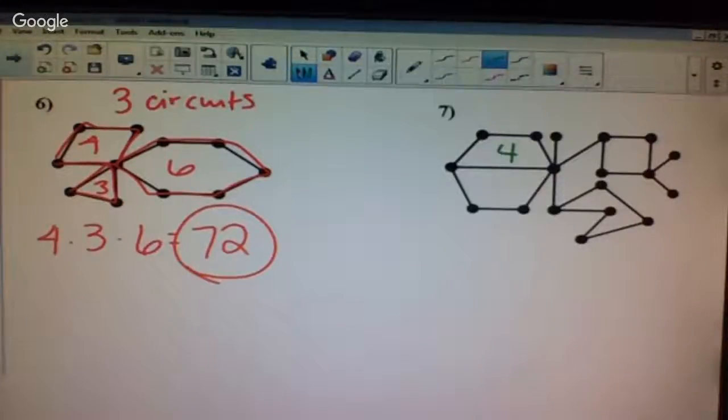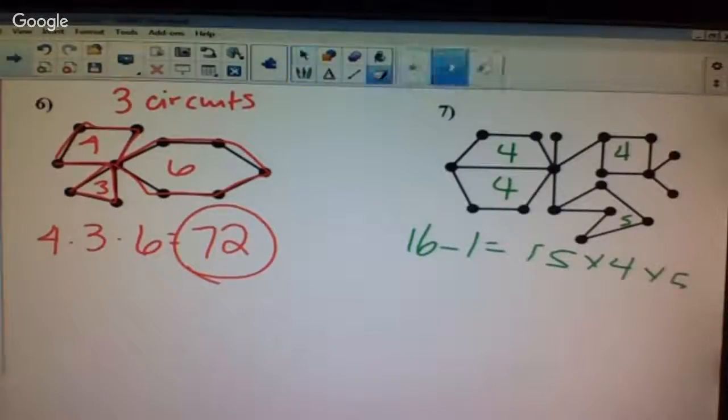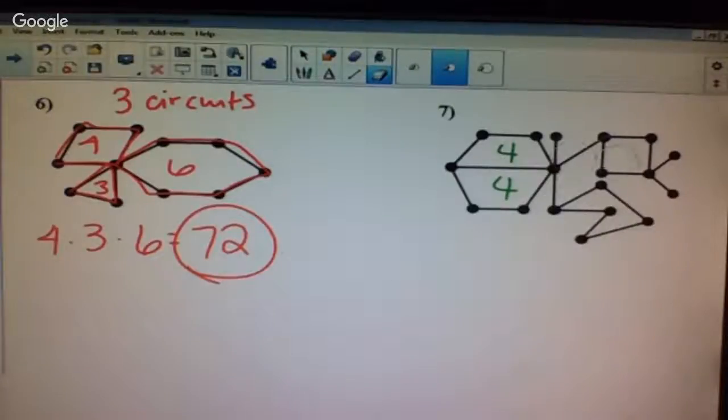That's 4, that's 4, then that's 4, and that's 5. And then that makes 16, minus 1 makes 15, for the line that they share. Times that by 4, and then times that by 5. These don't have a line. See how these two share this line? These two, there's nothing there, so keep that as 2.